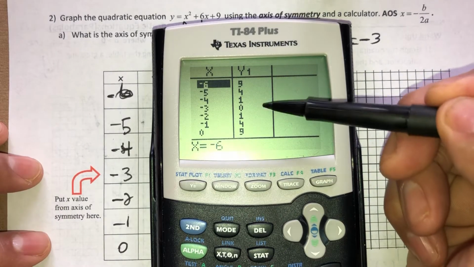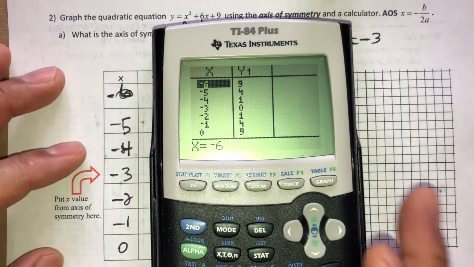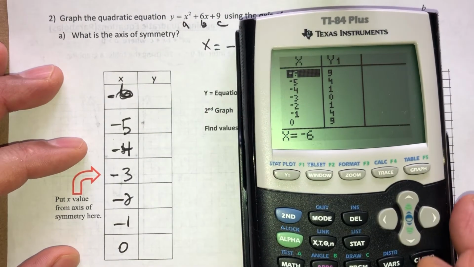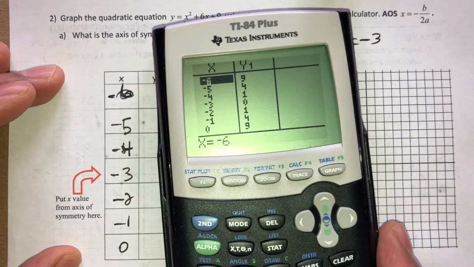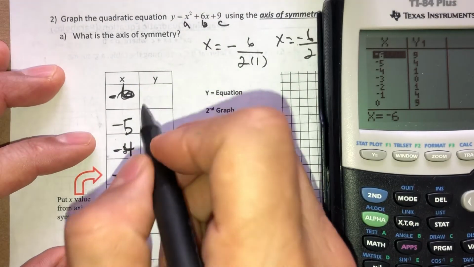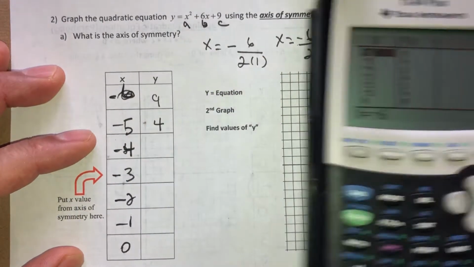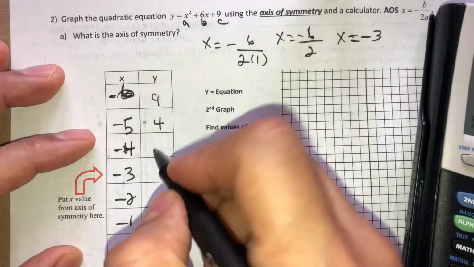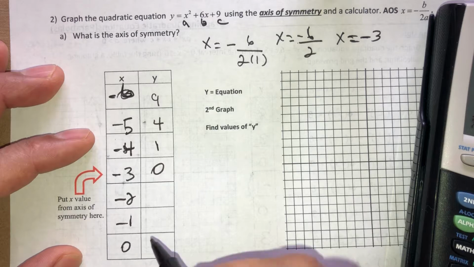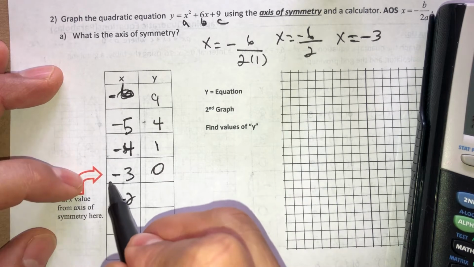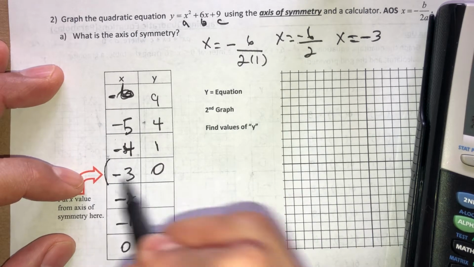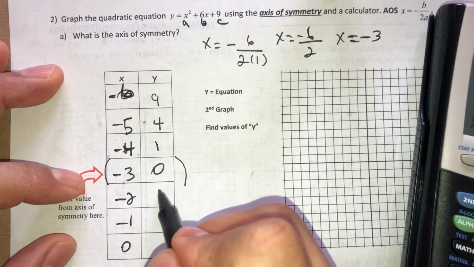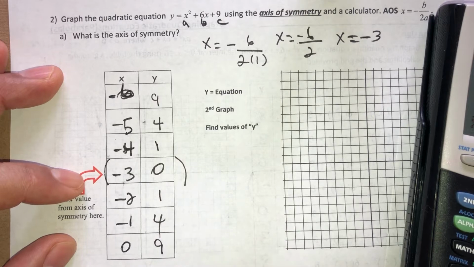So I'm going to put all these numbers, because those are the values of y. Okay, so I see that here it's going to be 9, 4. So I'm going to write here 9, 4. Then it goes 1, 0, and after that, you see, it will start to repeat, because that's going to be my vertex. Remember, if that's the axis of symmetry, the value of y when x is -3 is going to be your vertex. And the numbers here start repeating. So that's like an image.